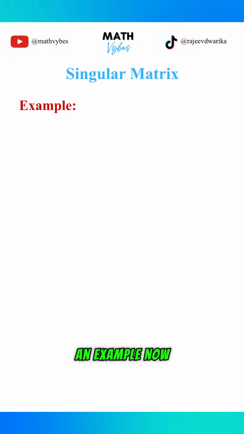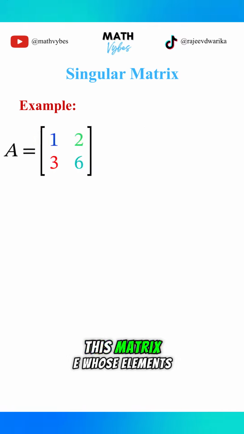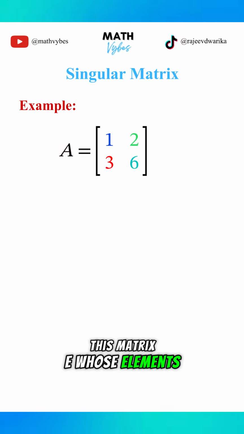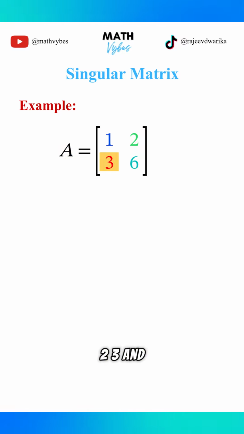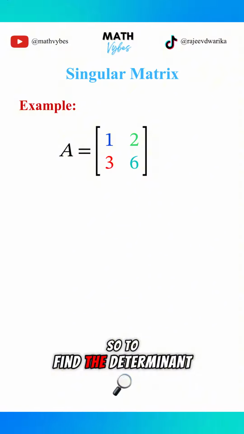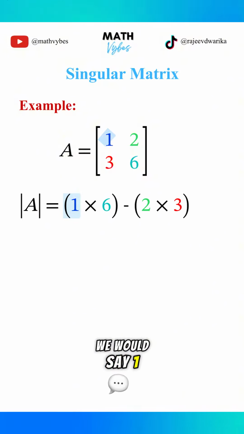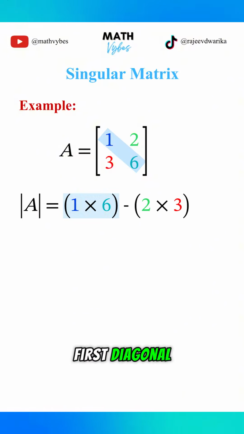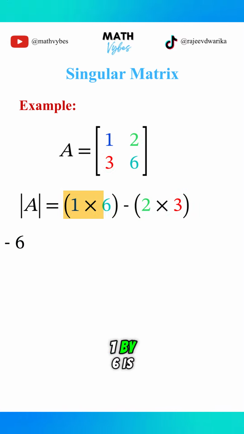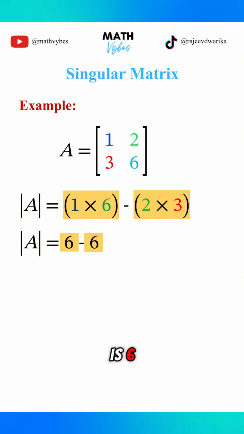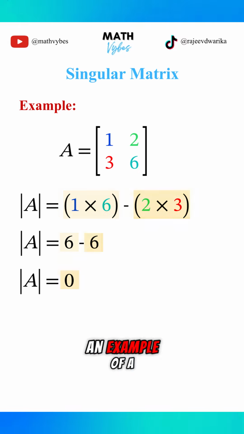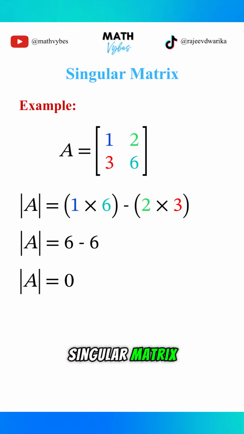Let's look at an example now. Let's say we have this matrix A whose elements are 1, 2, 3, and 6. So to find the determinant, we would say 1 by 6, that's the first diagonal, minus 2 by 3, that's the second diagonal. 1 by 6 is 6, 2 by 3 is 6, 6 minus 6 is 0, so matrix A is an example of a singular matrix.